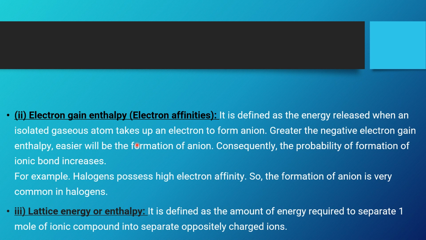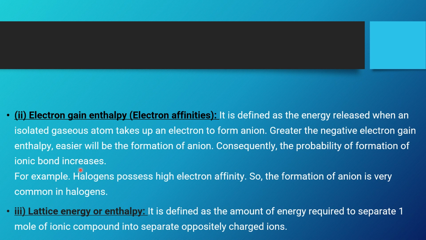The amount of energy which is used to take an electron to form an anion of an isolated gaseous atom. So the greater the negative electron gain enthalpy, the easier will be the formation of the anion. Consequently, the probability of the formation of the ionic bond increases. So what happens? The isolated gaseous atom starts to accept electrons with energy, some amount of energy, to form an anion, right?